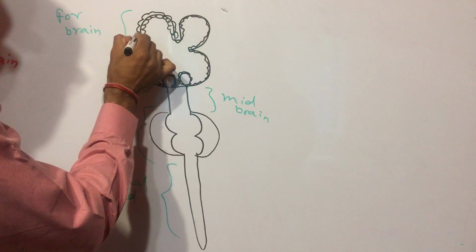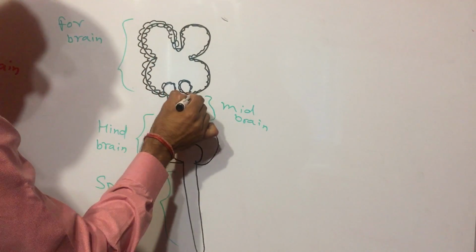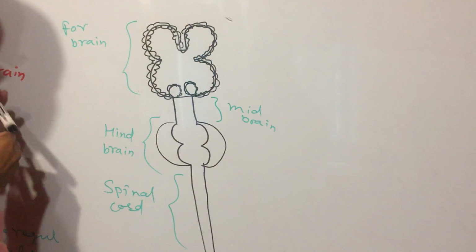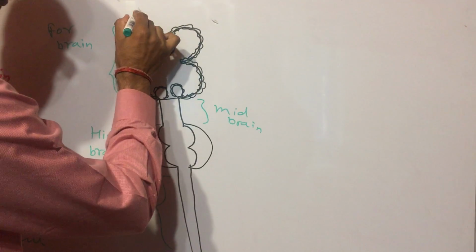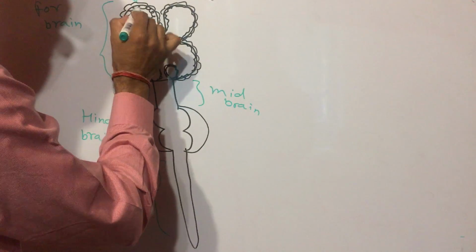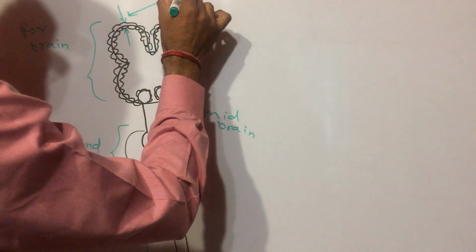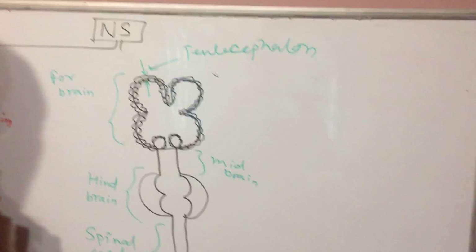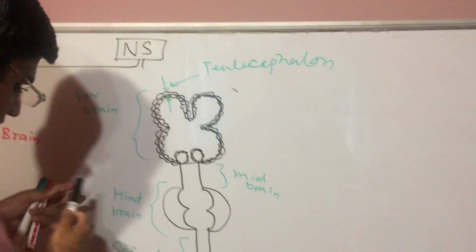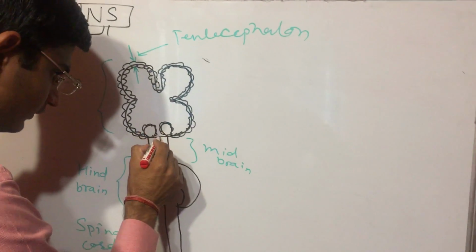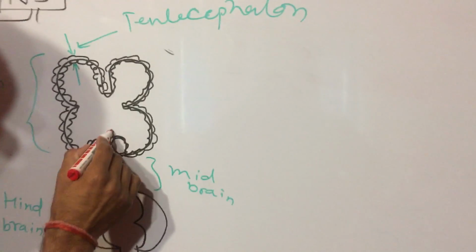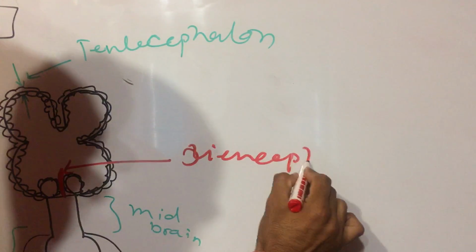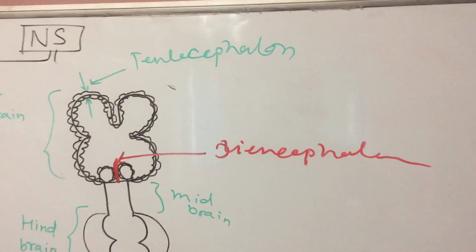Okay, this part is called Diencephalon. In the middle here I am drawing with a red pen. This part is called Diencephalon.